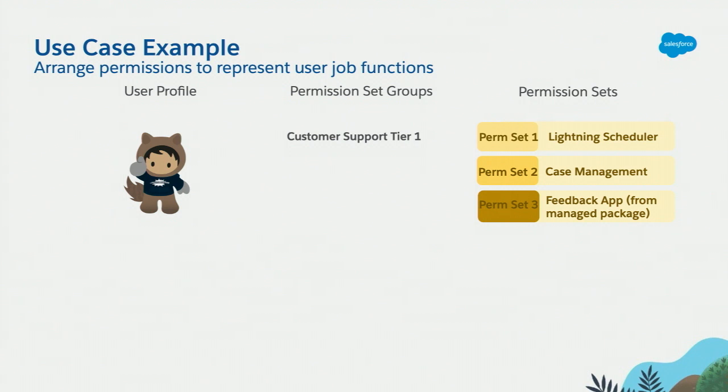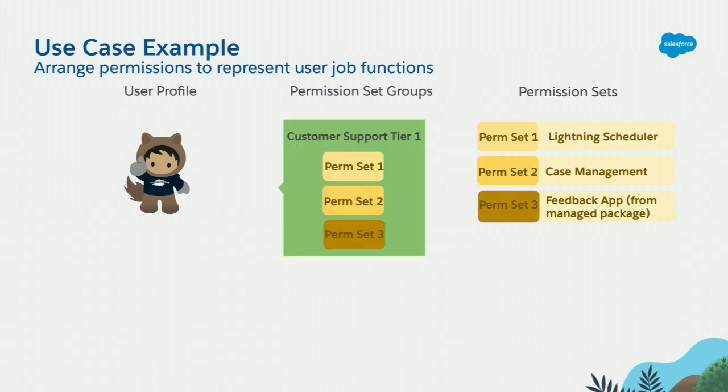So what I can do is define those perm set access needs in each of those perm sets, and then grant them based on those particular tasks. And then I can just take those task-based perm sets and put them into a permission set group that perfectly represents what Astro needs for their job role as a customer support tier 1 representative. And then I will simply assign that perm set group to Astro.